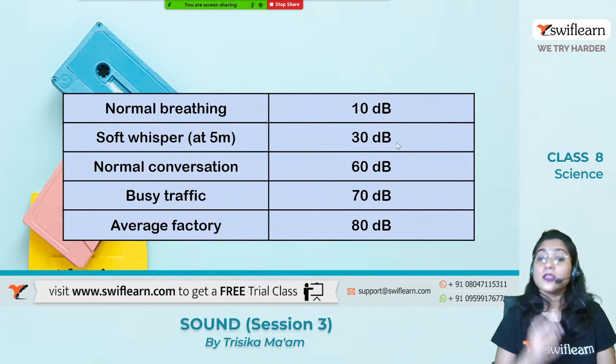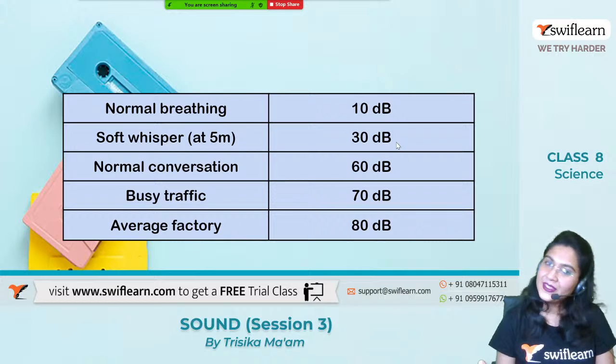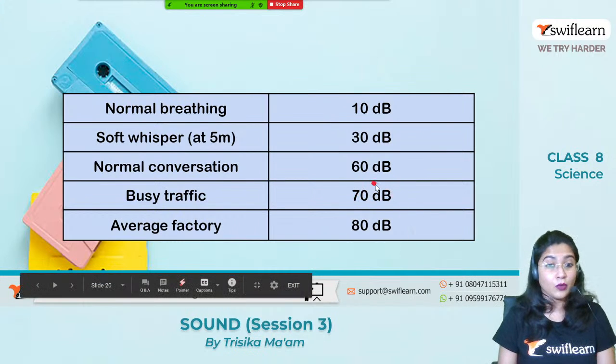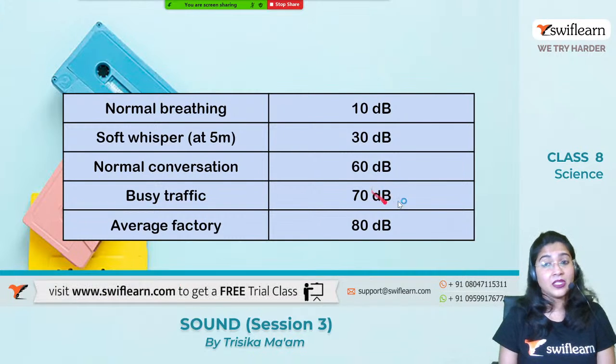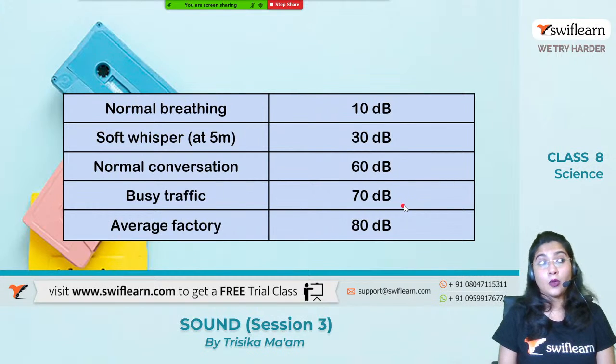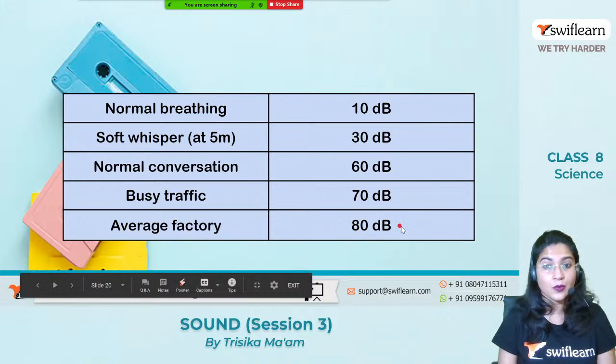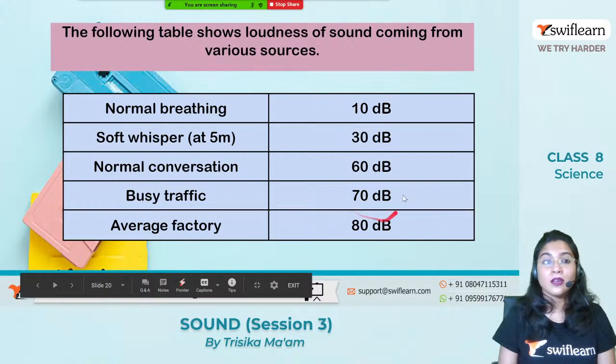Next, a normal conversation, like I'm talking now. This sound can be like 60 decibel. Yes, or a busy traffic road with all the horns and all of the vehicles, so it can be 70 decibel. Or if we think about the different machines which are continuously working in the factory, the average sound of that is 80 decibel, right? So these are the different sounds which are produced around us.